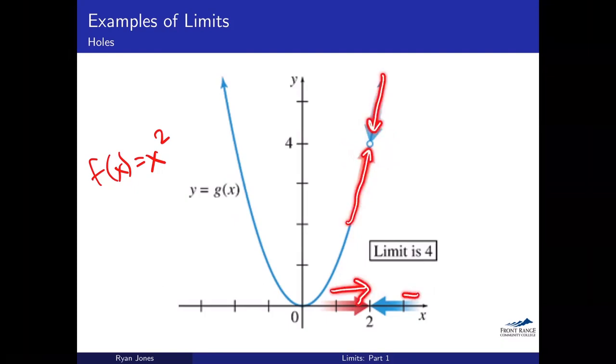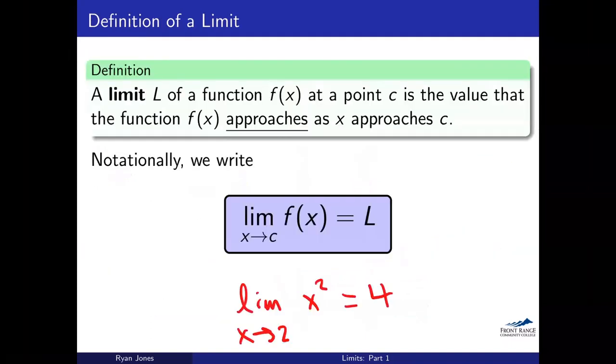Now, let me be very clear. When x is equal to 2, I don't actually have y equals 4. When x is equal to 2, there is no y value for this function. We have a hole right there. But as I get closer and closer to 2 for x, my y approaches 4. And so in this case, it's actually the same answer. We still get 4 for our answer for the limit, just like we did back on this slide here.